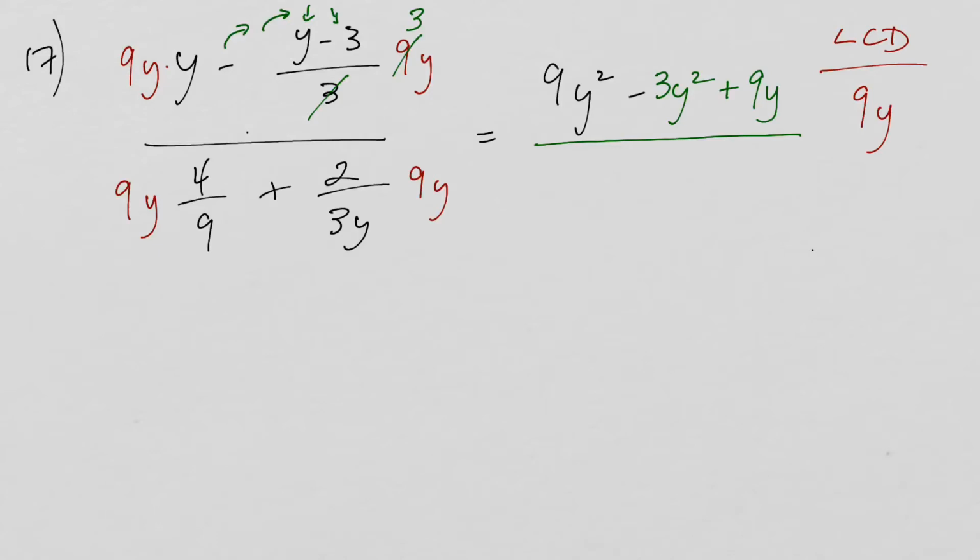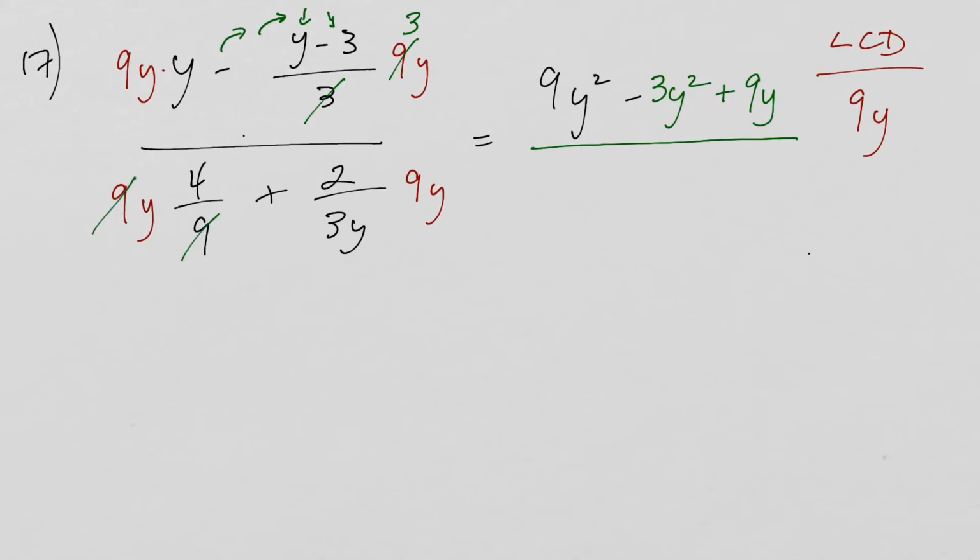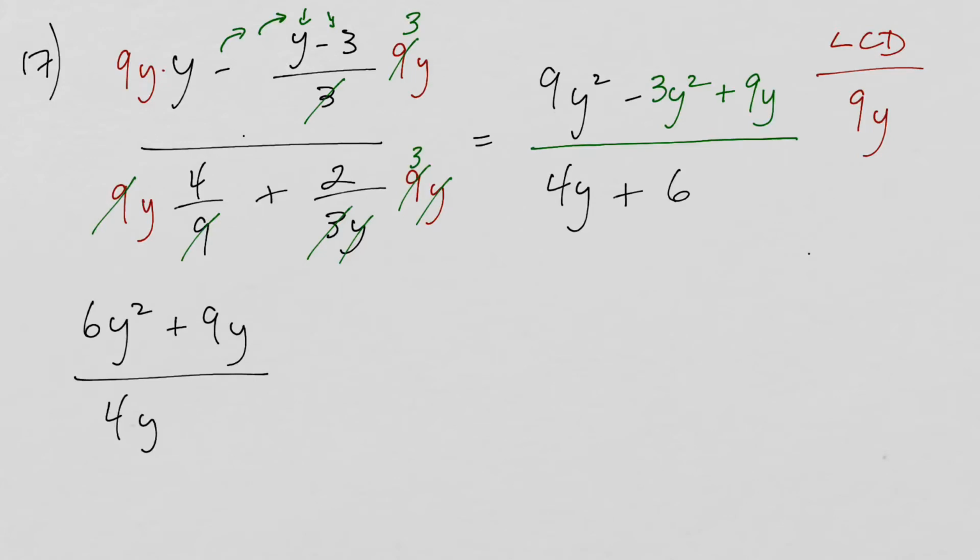In the denominator, the 9's cancel, and I'm going to get 4y from the first term plus, and then I cancel, 3 goes into 9 3 times, and then the y's cancel, and I'll get 3 times 2 is a 6. Okay, now I'll combine like terms in the numerator, and I'll get 6y squared plus 9y. In the bottom, I still have this.